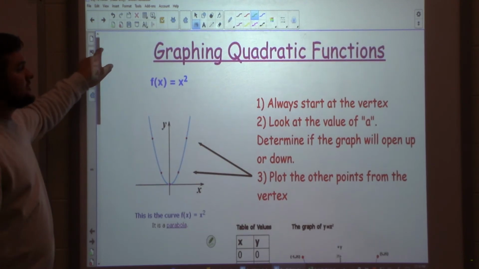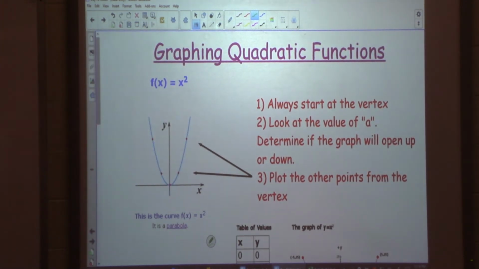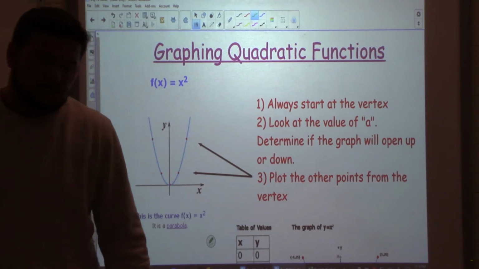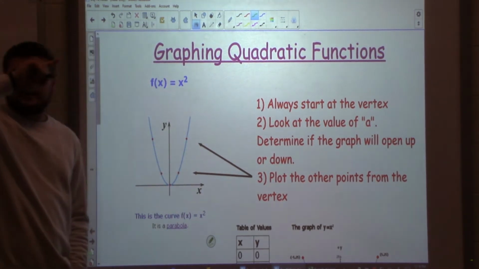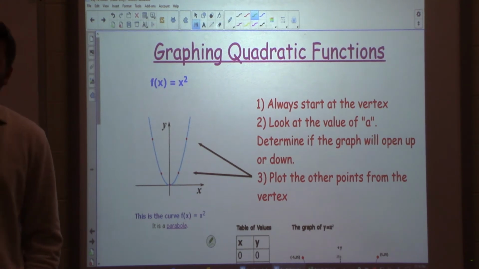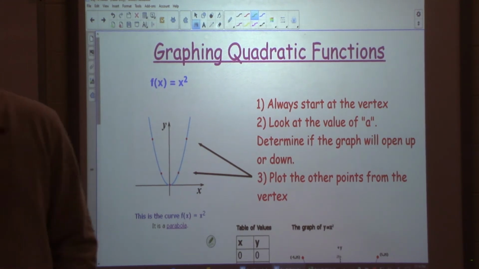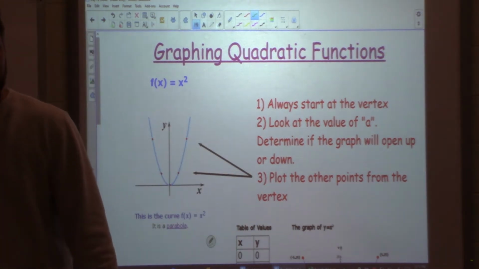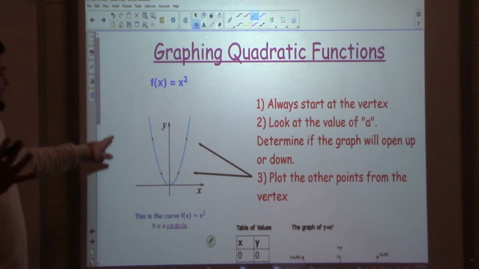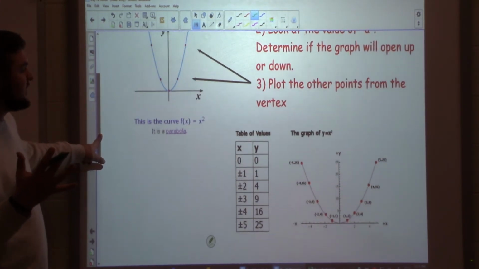Graphing the quadratic function. Step 1, you always start at your vertex. Always, always, always. You put your vertex on the graph, and you'll draw your axis of symmetry right through the vertex. That's step 1. Step 2, then, you're looking at your A value. See, is it going to open up or down? Now, if you use the shortcut method, I'm just going to talk about in a second. That's not the method I'm going to recommend. Then you definitely need to see if A opens up or down. If you use the other method, we won't really need that. We'll still see it. Okay? And then lastly, plot other points from the vertex.